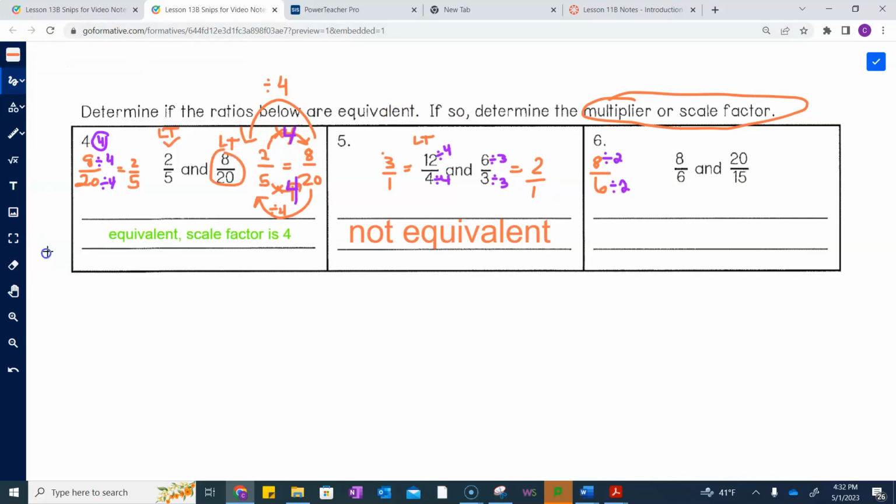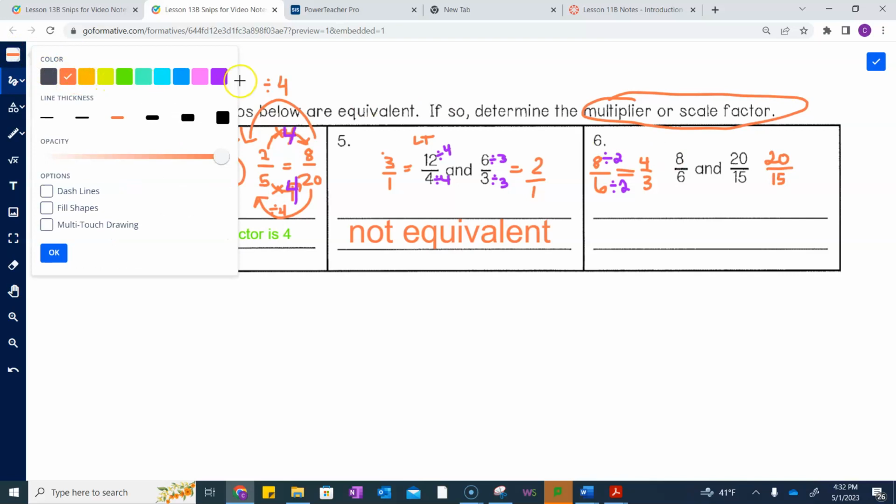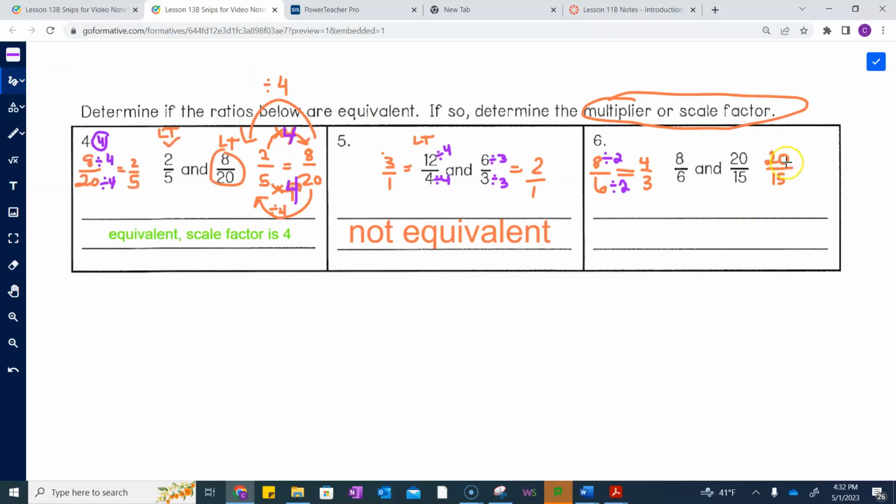When we divide 8 by 2, we get 4. When we divide 6 by 2, we get 3. So this reduces to 4/3. Now we're going to do the same for 20 over 15. But I need to find the GCF of a 20 and a 15. Well, this ends in 0 and this ends in 5, so I know 5 is a factor, and it happens to be the greatest common factor. So I divide 5 out of the top and the bottom, and when I do that, I also get 4 to 3. Okay, so they are equivalent because their lowest term values are the same. So I'm going to say they're equivalent.